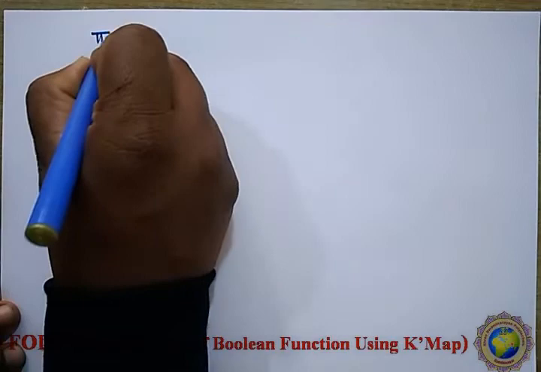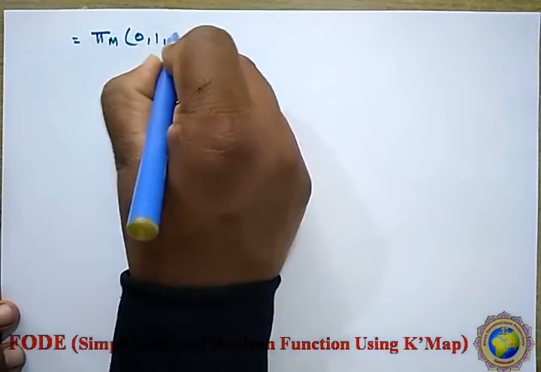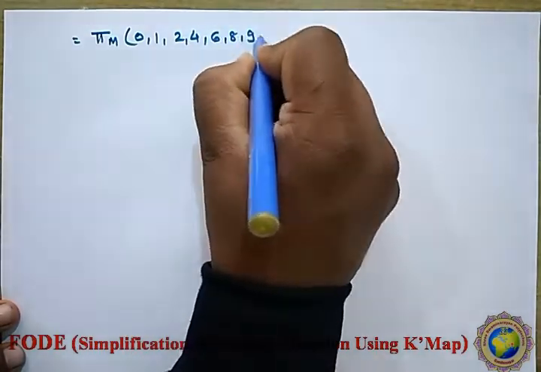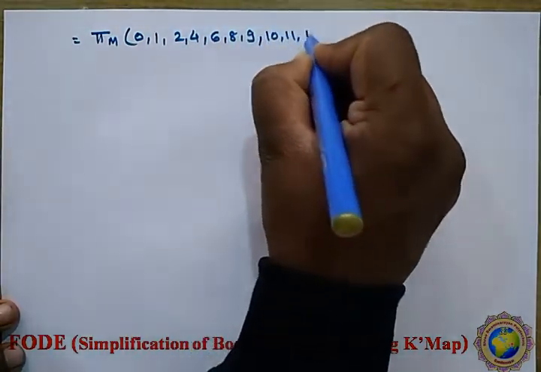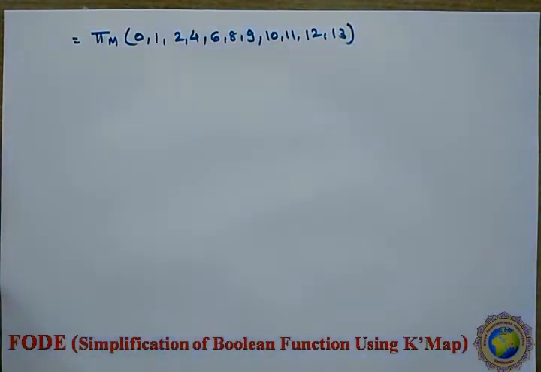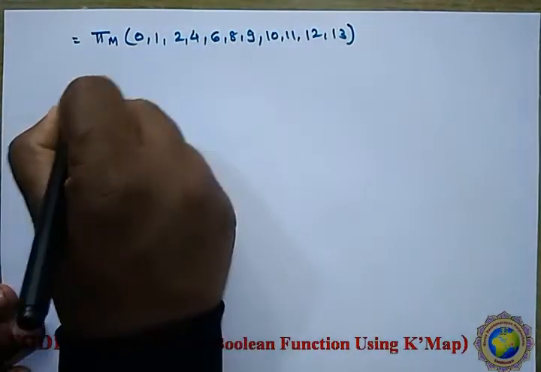Pi capital M of 0, 1, 2, 4, 6, 8, 9, 10, 11, 12 and 13. So this is a 4 variable Karnaugh map. So you have to draw the 16 cells.